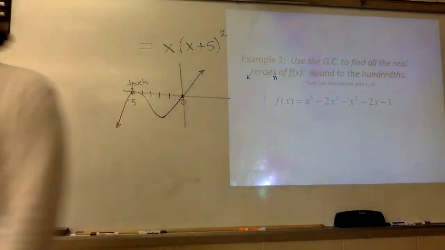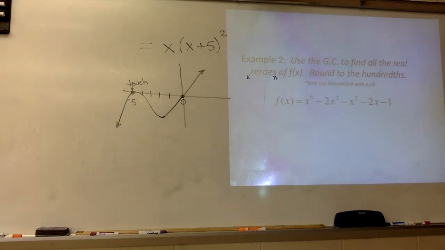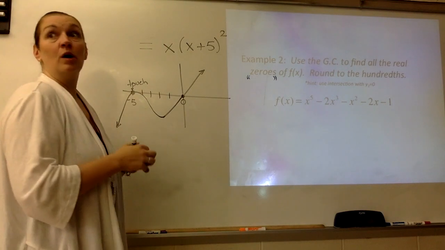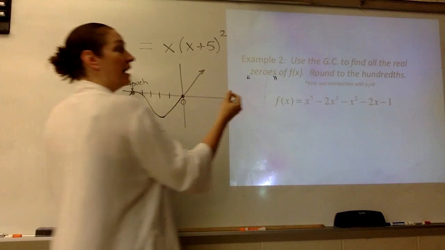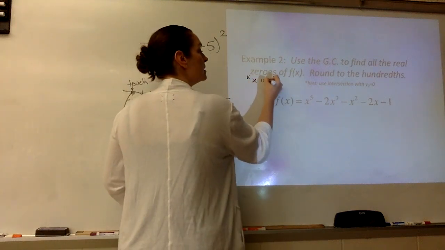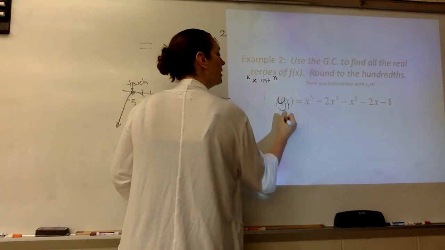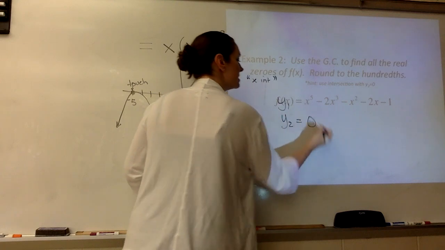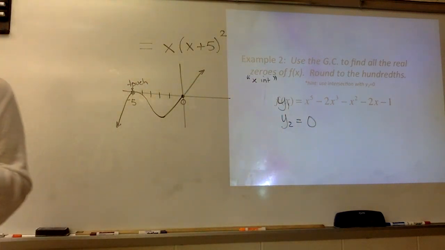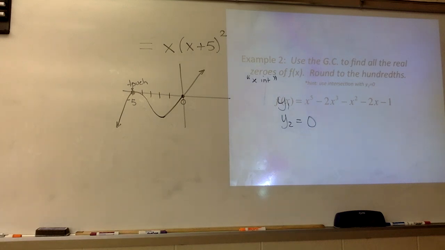All right, so yes, anytime you're asked to find the zeros, in your brain, it needs to tell you that means x-intercepts. How do we find x-intercepts in the graphing calculator? You make what? y2, so this is going to be our y1. y2 is going to equal 0, and we need to find what commands? Intersections. Go ahead and do that, please.